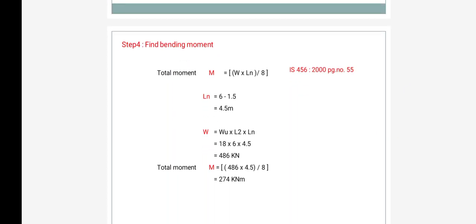And step 4, find bending moment. Bending moment M is equal to W Ln by 8, refer IS 456-2000 page number 55. Ln is equal to L minus 1.5, so 6 minus 1.5. Therefore Ln is equal to 4.5 meter. W is equal to Wu into L2 into Ln. All values you know, so find out W. Finally find the total moment. Total moment M is equal to W Ln by 8. Substituting all the values, M is equal to 274 kilonewton meter.